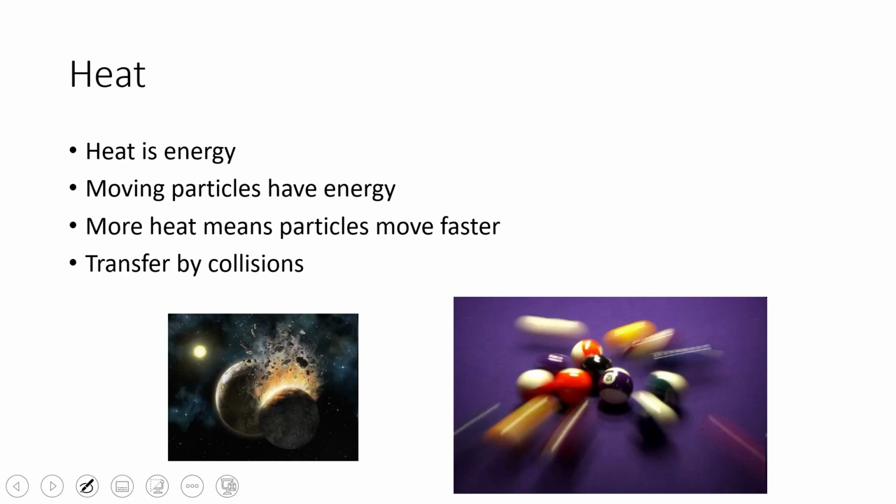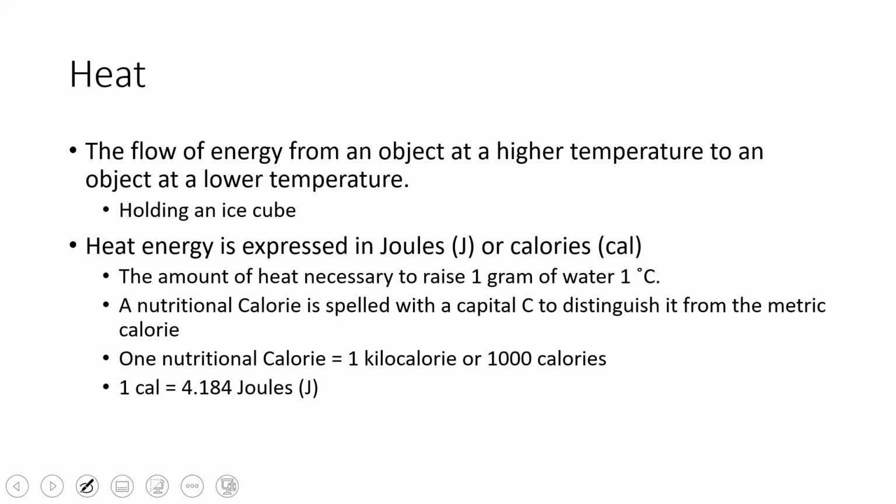Now, temperature is that immediate measurement. Heat is energy. Moving particles have energy, and we know that more heat means particles move faster and they're transferred by collisions. Heat is the flow of energy from an object that has a higher temperature to an object with a lower temperature. Think about holding an ice cube. If you're holding an ice cube, your body, which is 98.6 degrees Fahrenheit, is warmer than that ice cube, which is freezing. So what happens?